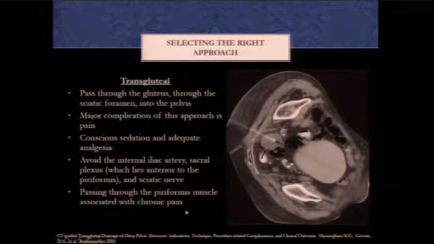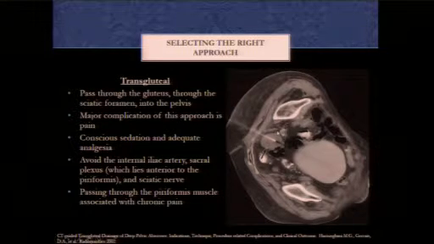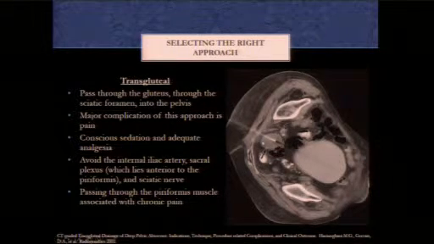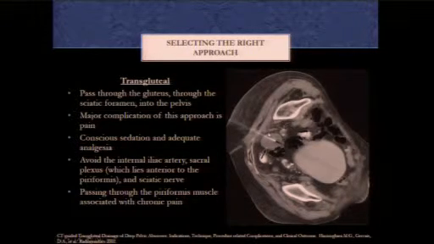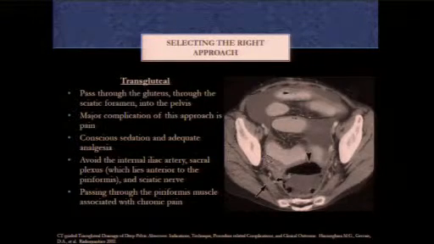Chronic pain has been associated with passing through the piriformis muscle. So if possible, it's better to go inferior to the piriformis. And you want to obviously avoid your nerve structures and your vascular structures. So the inferior gluteal artery, as well as the sacral plexus and sciatic nerve, run both anterior to the piriformis and then lateral to the sciatic foramen.